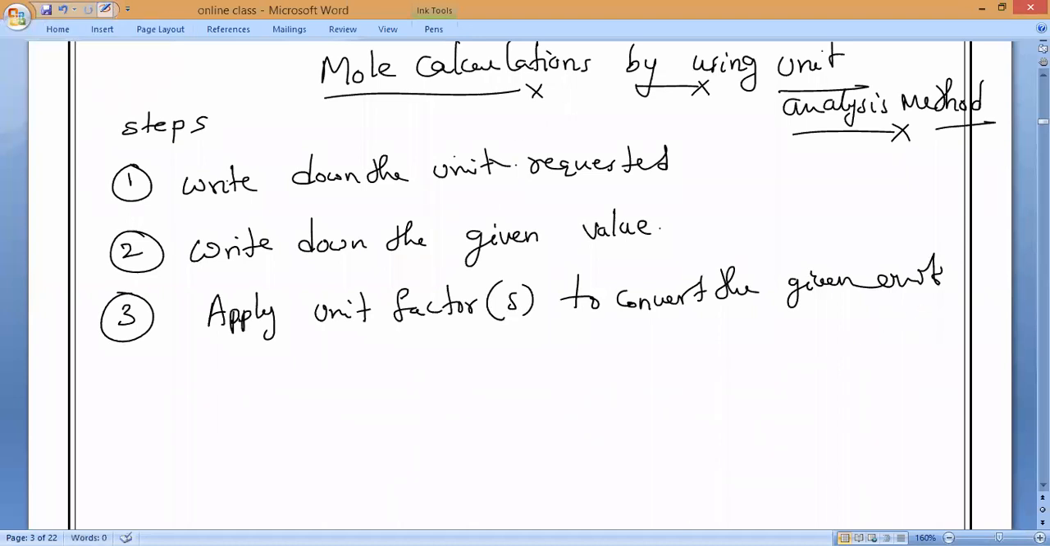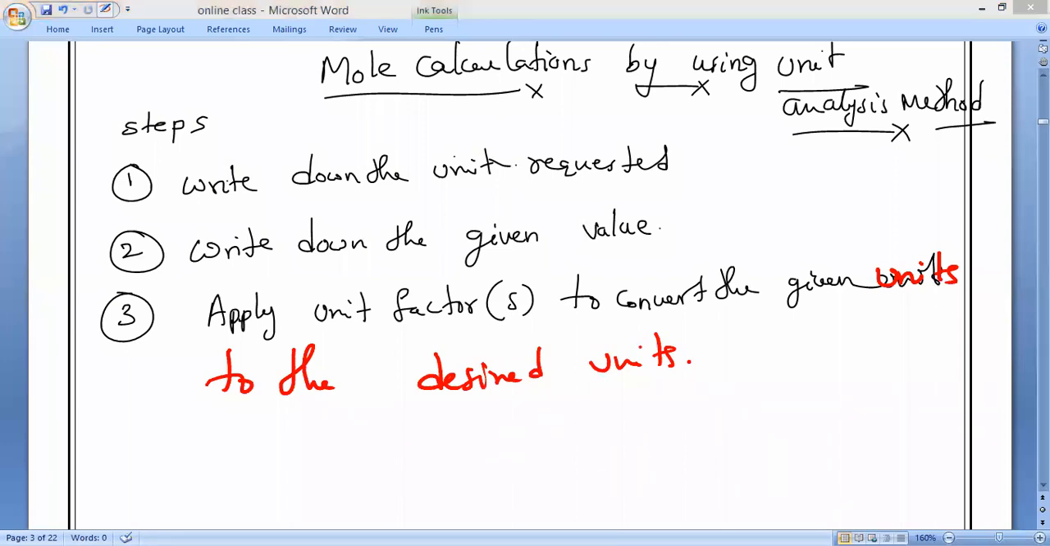Given units to the desired units. These are the three steps you have to follow. When you read the steps, something may be confusing, but when we are solving, it will be very, very easy. Okay, so let us see that. Let's start now, all of you.